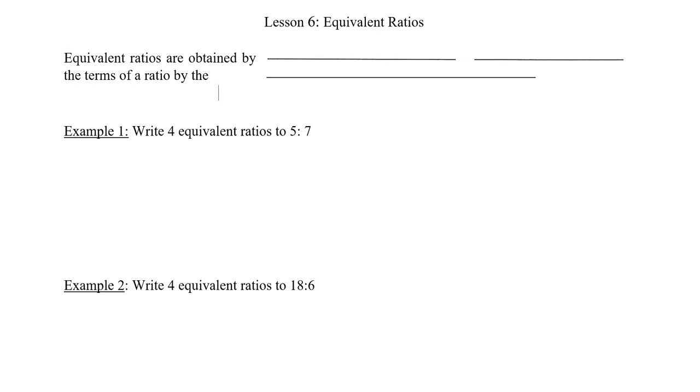At any rate, equivalent ratios are obtained by multiplying or dividing the terms of the ratio by the same number. So just like if you have a half, for example, you can multiply the top and the bottom by 2, so times 2 and times 2, it's equal to 2 quarters. It's also equal to 3/6. It's equal to 4/8. As long as you multiply the top and the bottom by the same number, it's the same thing.